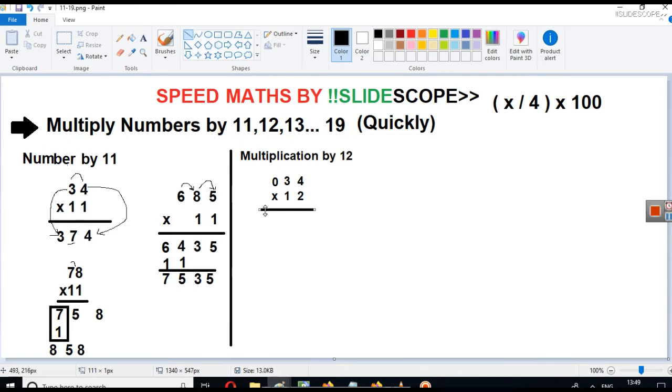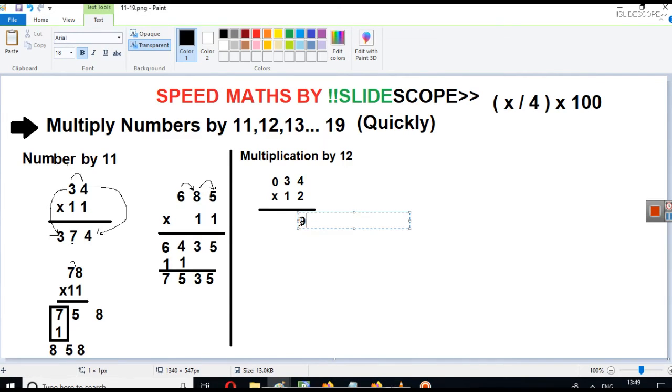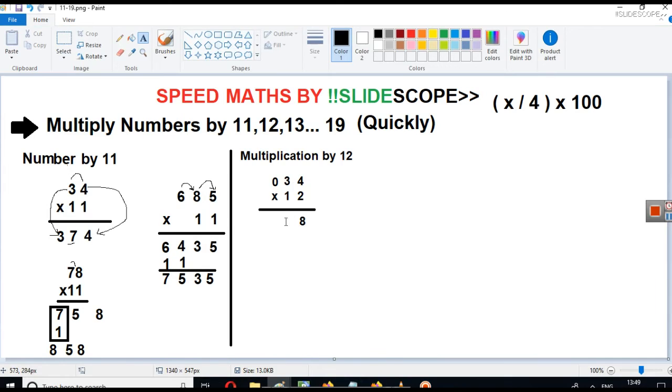Now simply write 8 here, because 2 into 4 is 8. So this is fixed, this will not move. It will come 8 here. Next thing is multiply 3 into 2. So 3 times 2 is 6. 6 plus 4 is 10.